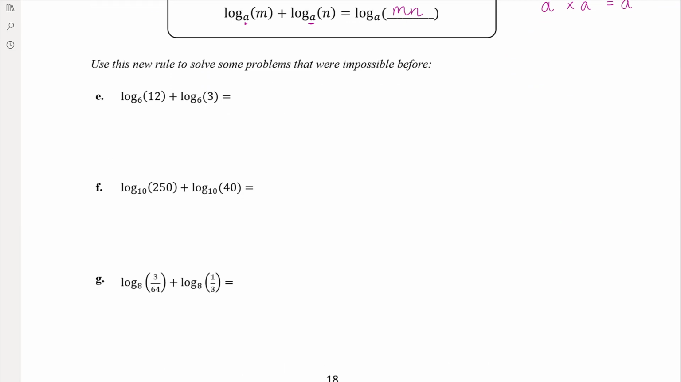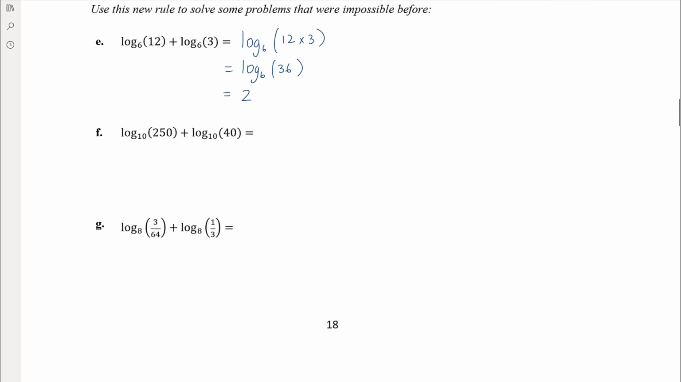Log base 6 of 12 plus log base 6 of 3. The reason we couldn't do this before is because 6 to the power of what equals 12? Well, 12 is not a power of 6, so it's not going to be a whole number. Similarly, 6 to the power of what equals 3? Well, 3 is not a power of 6, so it's not going to be a whole number. However, if we combine these together using our new log law, this is the same as log base 6 of 12 times 3. So that is log base 6 of 36. And then we know log base 6 of 36 is equal to 2 because 6 squared is 36.